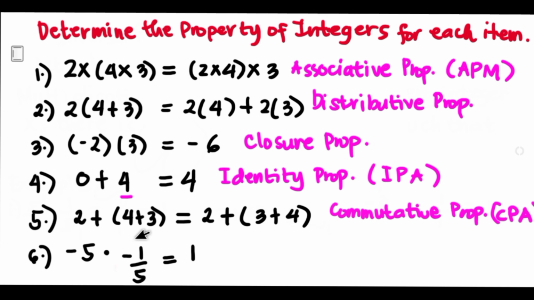And then last, negative 5 times negative 1 over 5 is equal to 1. So, nag-multiply tayo ng reciprocals or ng inverses. So, ito po ay inverse property.